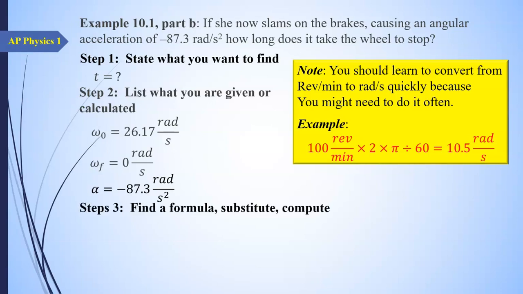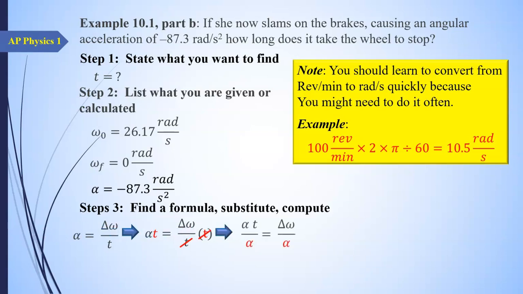Okay, anyway, continuing. Step 3, find the formula, substitute, and compute. So there's the formula for angular acceleration, and it's the angular velocity divided by the time. Okay, so now we're just doing algebra. To solve for time, multiply both sides by time, cancel on that side.